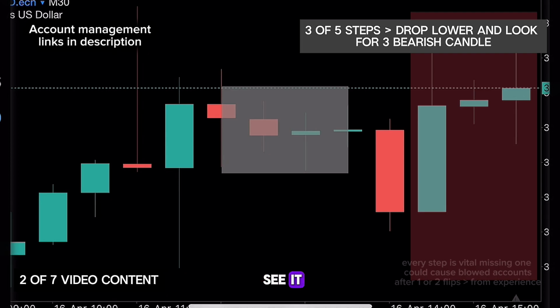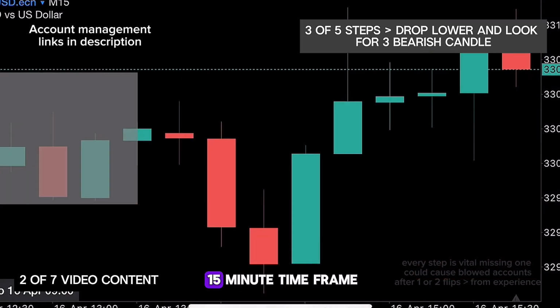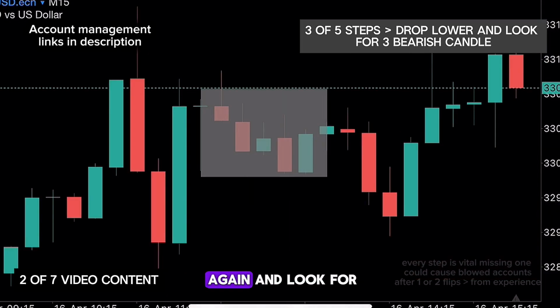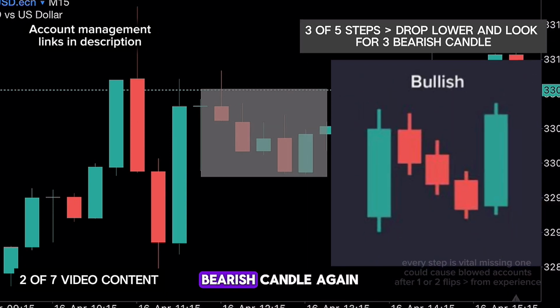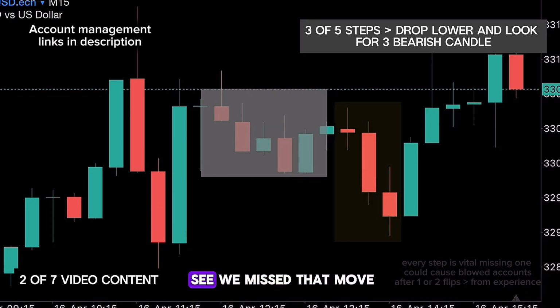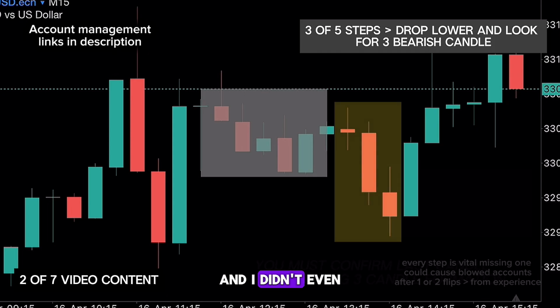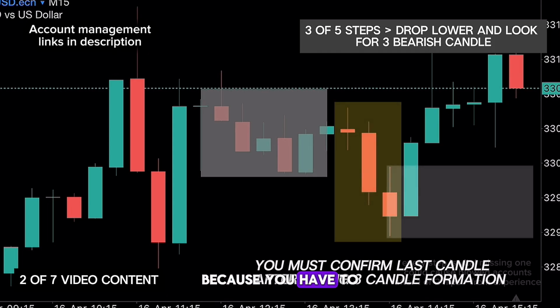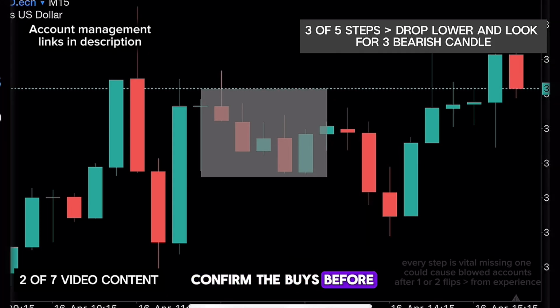So if you don't see it, you drop down to the 15-minute time frame again and look for those 3 bearish candles again. But as you can see, we missed that move there, and I didn't even get to confirm it because you have to confirm the buys before you enter.